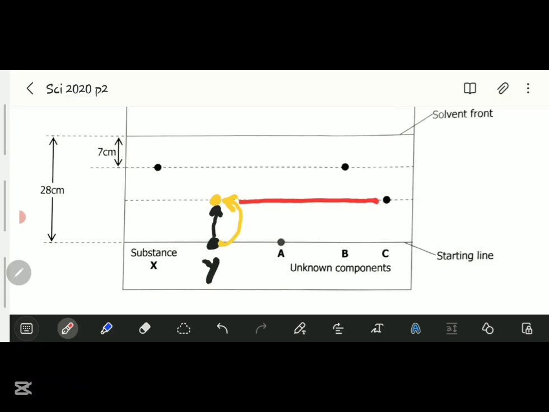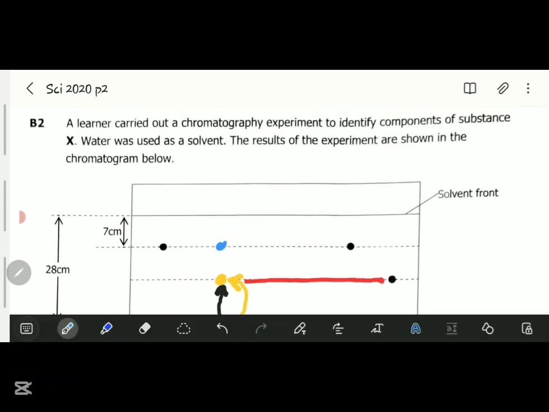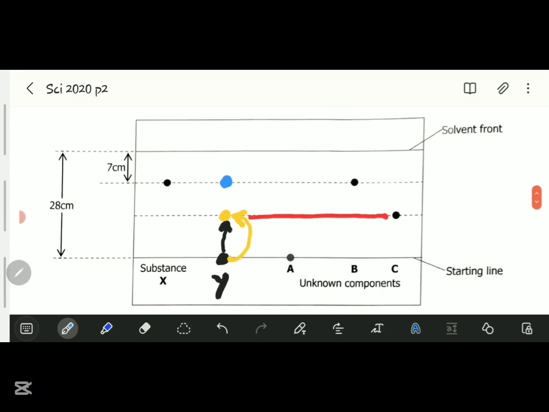Y may form multiple dots. Let's take for example, Y also travels and has another dot there. What it will mean is that Y has two different substances that were mixed, because on top of that initial position, Y has produced this dot and also this dot, which means Y will have two substances.